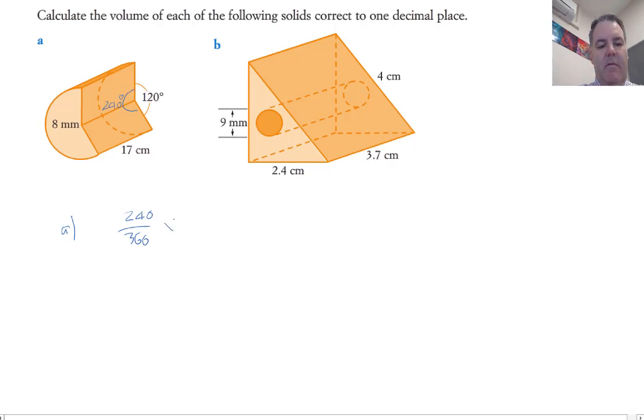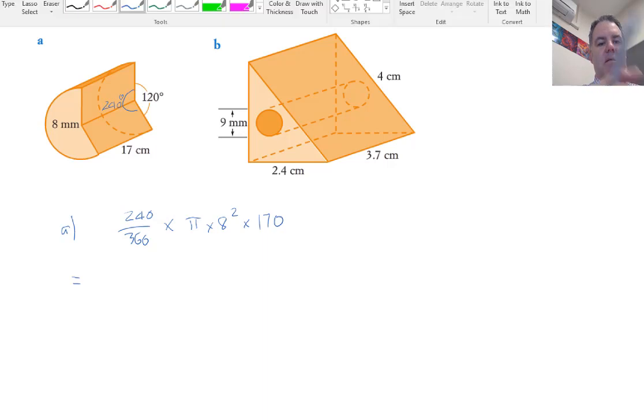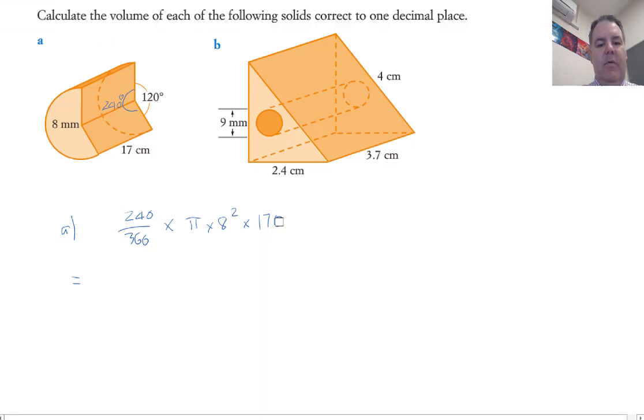And we know the formula for the volume of the cylinder is pi r squared times the height. Now, again, are we going to do this in millimeters? Are we going to do this in centimeters? If we were going to do it in millimeters, I would convert the centimeters to millimeters and call that 17 centimeters is 170 millimeters. That would give us our answer in millimeters cubed. Or, that's probably easier, isn't it, if we do it in centimeters.